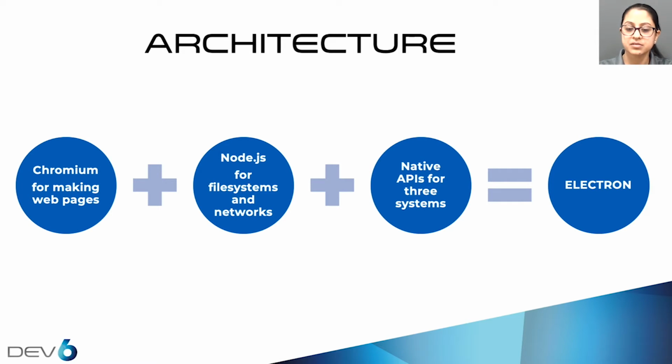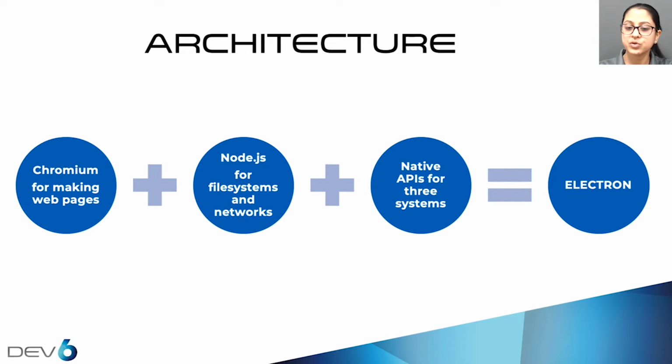And the last but the most powerful is native APIs for three systems. So when I talk about native APIs, this third component is a thick layer of C++. This actually does the hard work for you. That means the actual native implementation for the common system operations, like sending notifications, accessing your system preferences, creating your native dialogues, all this is done by this thick layer of C++.